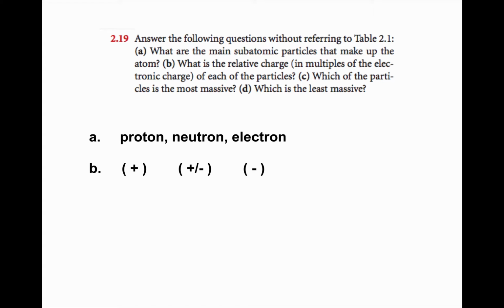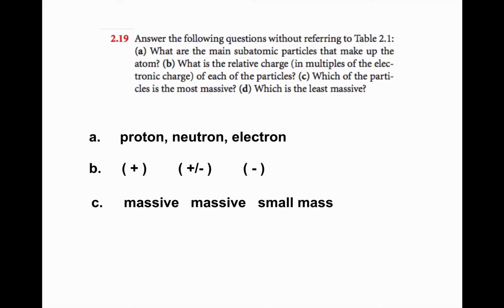C, which of the particles is most massive? Well, the proton is 2,000 times more massive than the electron, and a neutron is about the same mass as a proton. So massive, massive, and then extremely less massive. The electron's a weird particle. It's 1/2000th the mass of the proton and the neutron, but equal and opposite in charge. So a very small but highly charged particle.